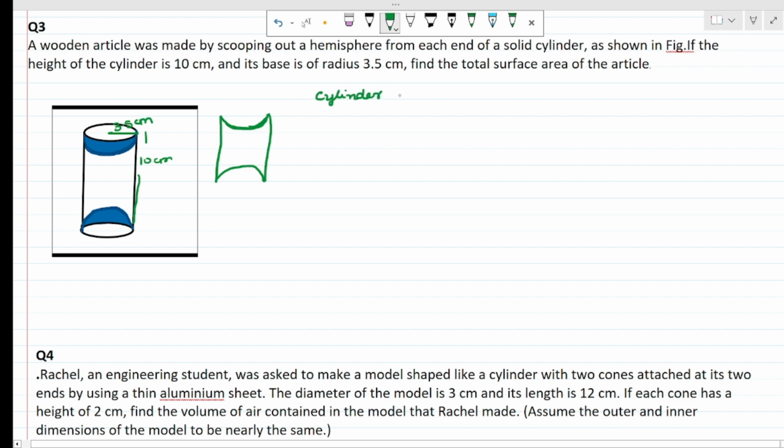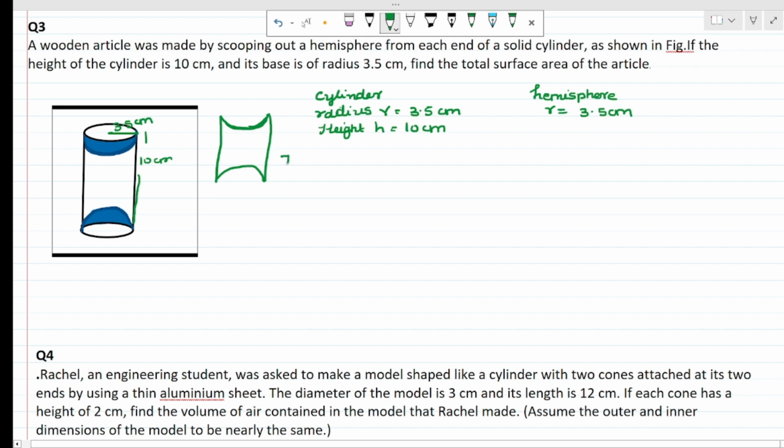Base radius r will be equal, so the radius of the cylinder is r equals 3.5 centimeter and the height is equal to 10 centimeter, whereas for the hemisphere the same radius r equals 3.5 centimeter. Now substitute the values and write down the formula.